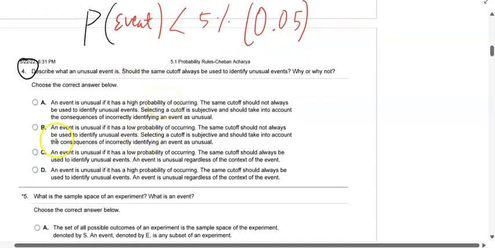Therefore here the answer is B, obviously, but the same cutoff should not always be used to identify an unusual event. Selecting the cutoff is subjective and should take into account the consequence of incorrectly identifying an unusual event. Therefore the same cutoff point should not always be used, but generally we use 0.05 probability as the cutoff point for an unusual event.